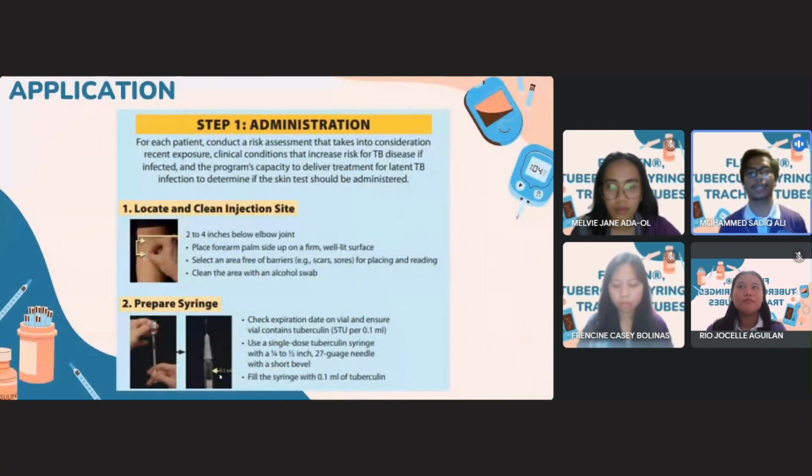Next is the application. In administering tuberculin solution, we need to first locate and clean the injection site. It has to be 2 to 4 inches below the joint and should also be in an area free of barriers such as scars and sores, for placing and reading. Next is to prepare the syringe. Check the expiration date on the vial and ensure the vial contains tuberculin.